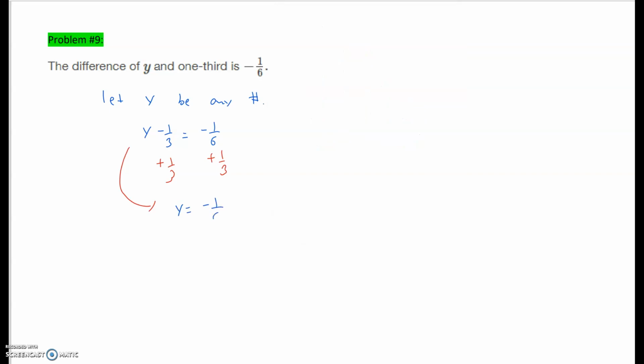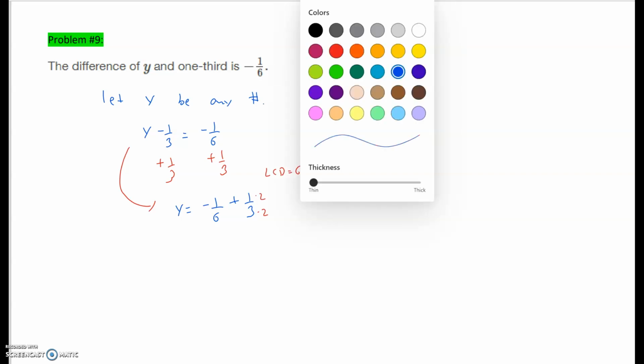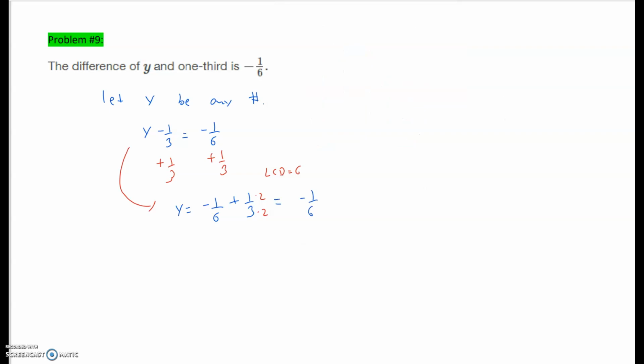So we're looking at y is equal to negative 1/6 plus a third, which is going to have an LCD of 6. So multiply times 2 and times 2. And this will give us negative 1/6 plus 2/6, or a positive 1/6. So our final answer would be 1/6. And then with the sentence, we would just say the number y is equal to 1/6.